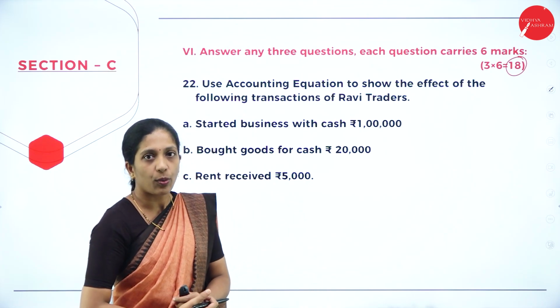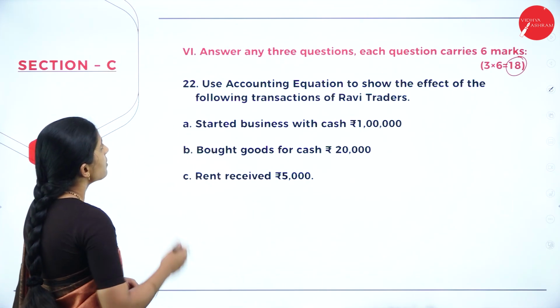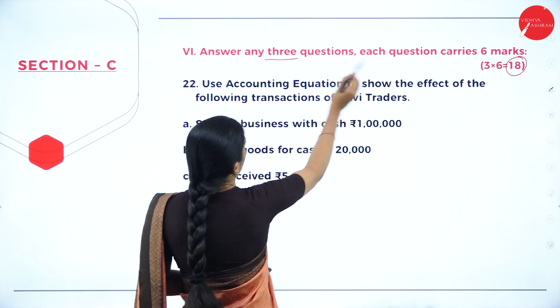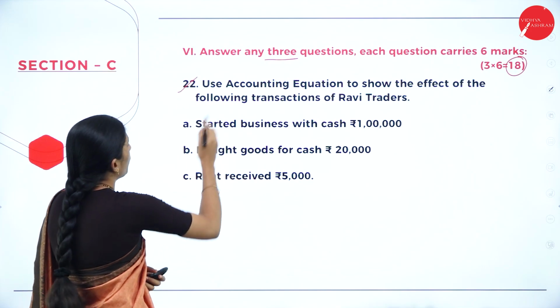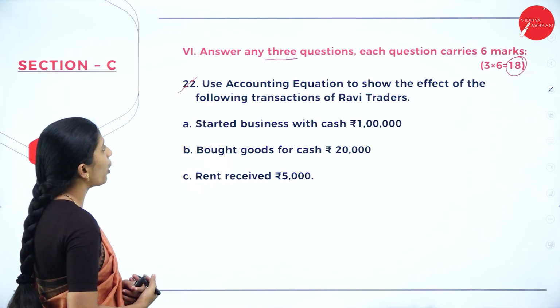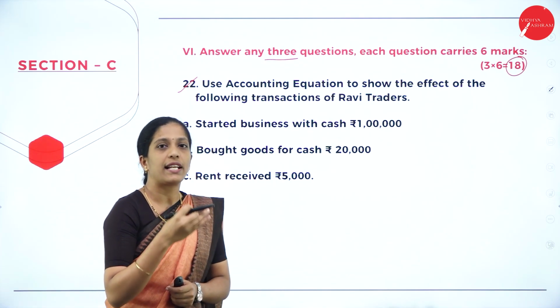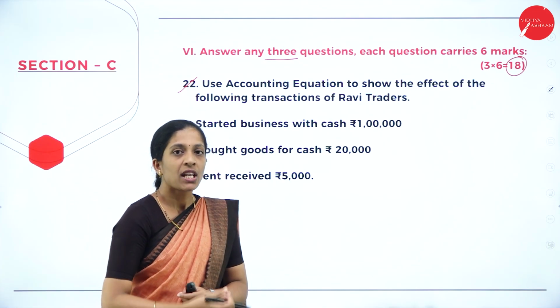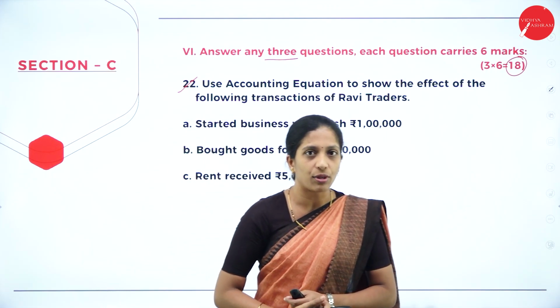Now, let us see what questions they have asked. That is your 6th main, answer any 3 questions. Each question carries 6 marks. Now, your 22nd question is, use accounting equation to show the effect of the following transactions of Ravi Traders. Now, this is a question relating to accounting equation. It doesn't mean that they will ask only the problem on accounting equation.